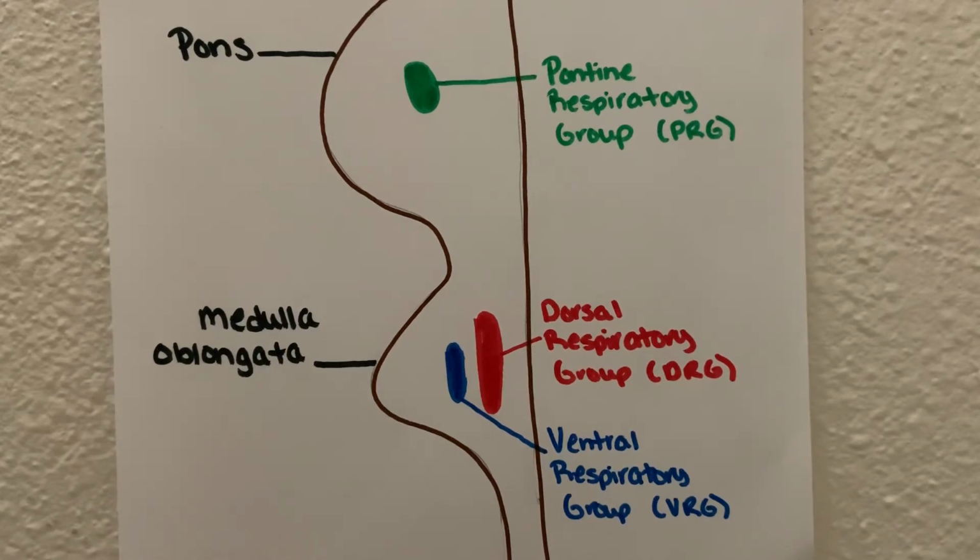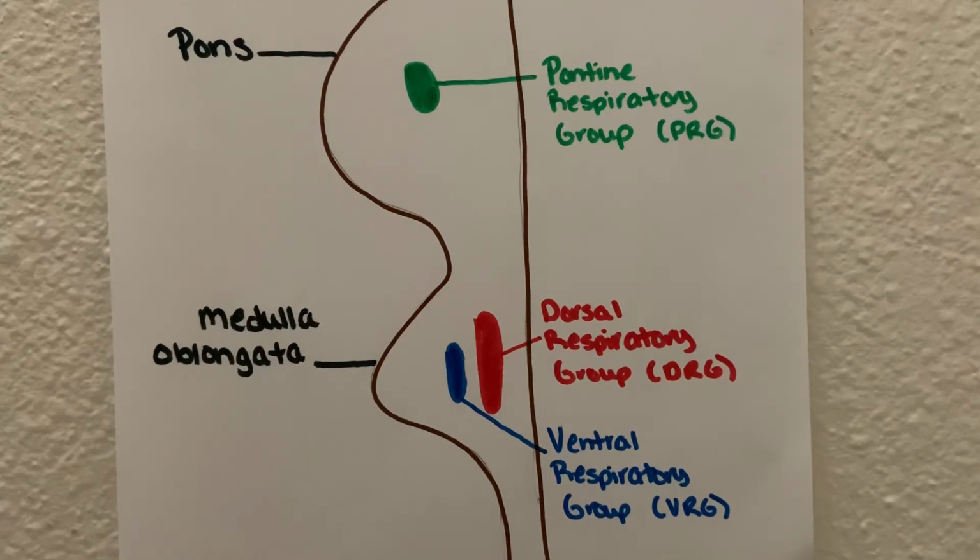The pontine respiratory group is located in the pons. It changes the rhythm of the ventral respiratory group. Its main function is to control the rate or speed of involuntary respiration. Input is received from higher brain centers such as the cerebral cortex, hypothalamus, and limbic system, and output is then sent to the dorsal respiratory group and the ventral respiratory group.